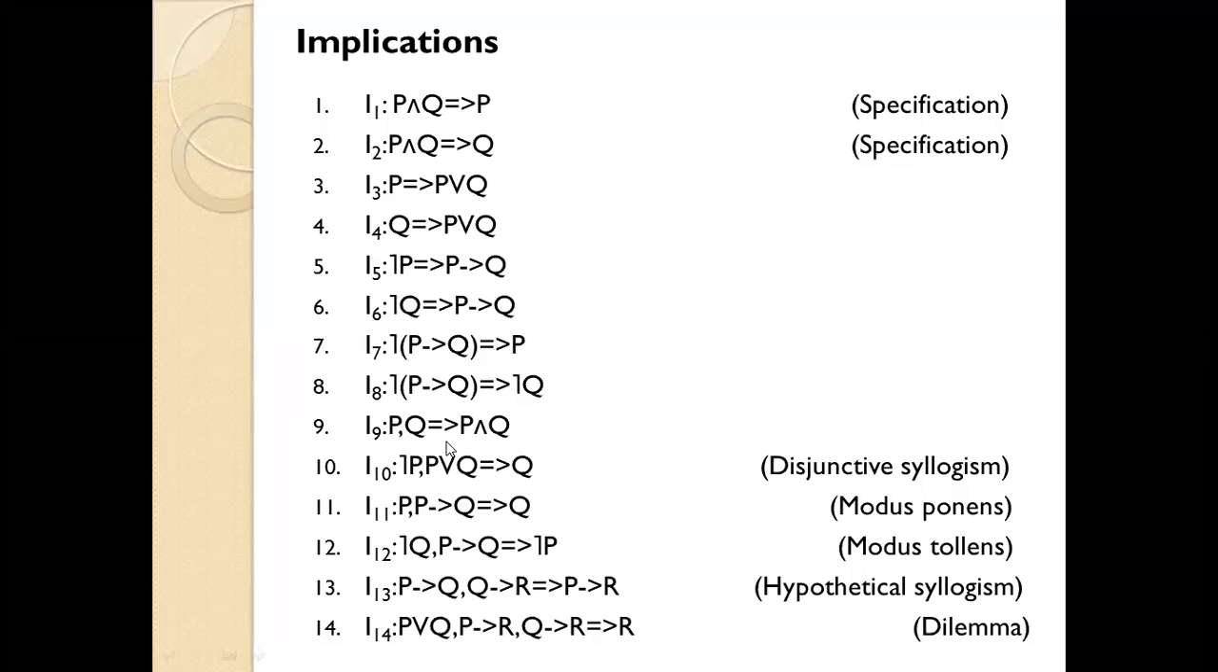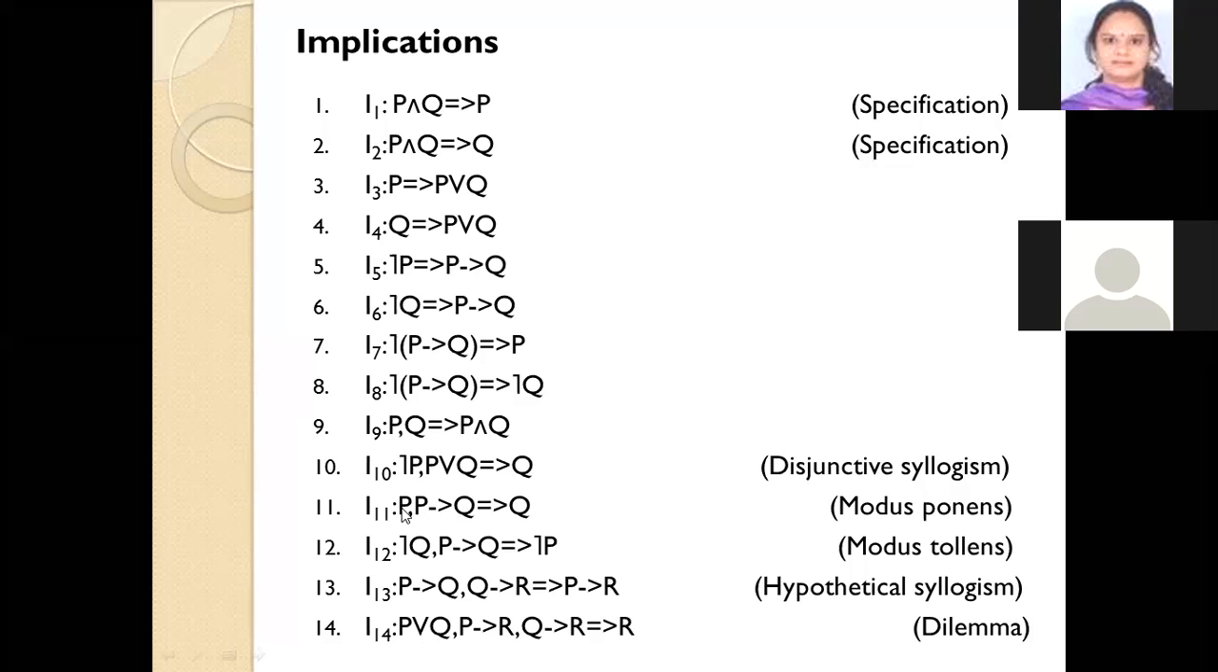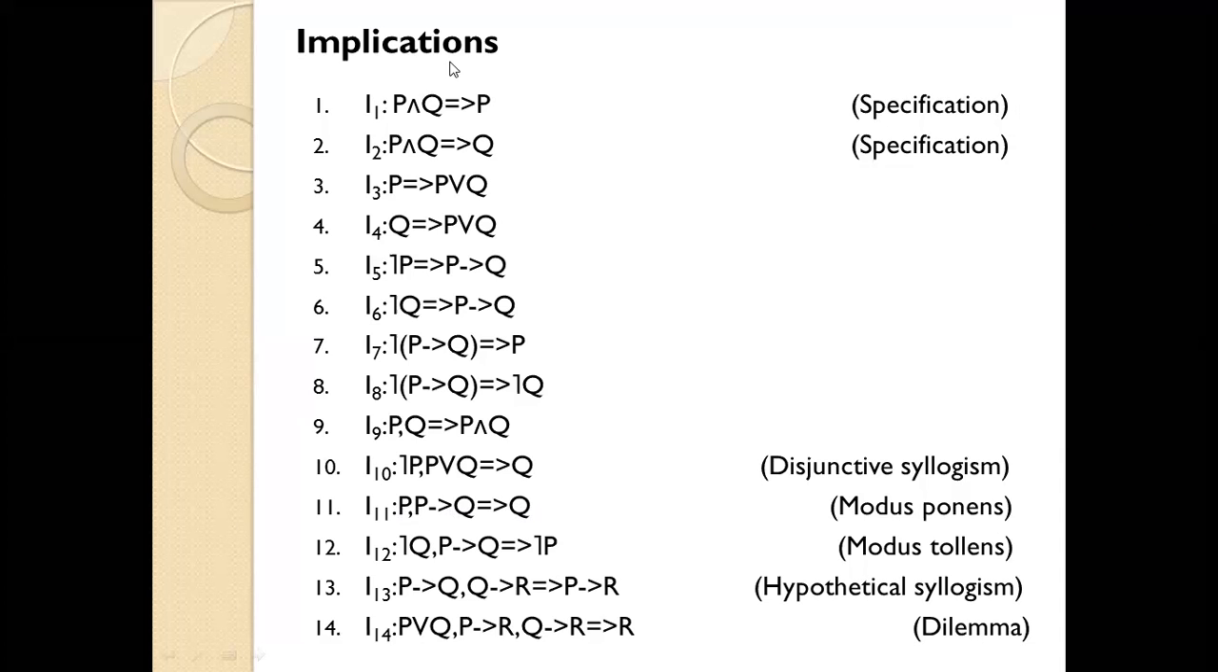Here in implication 11 it is P comma P implies Q gives you Q. ये जो P कॉमन है वो एलिमिनेट हो गया और ये Q आ गया. ये implication already given है. This is the implication which is true and it is given to you. The 11th identity is called modus ponens. So P comma P implies Q gives you Q.